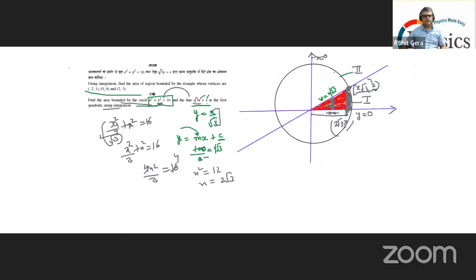So area bounded by a line and circle. Just give me 1 second. Let me just check.